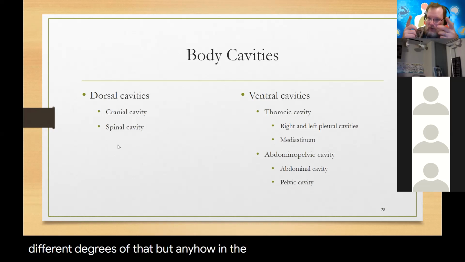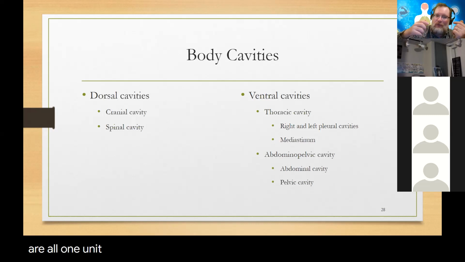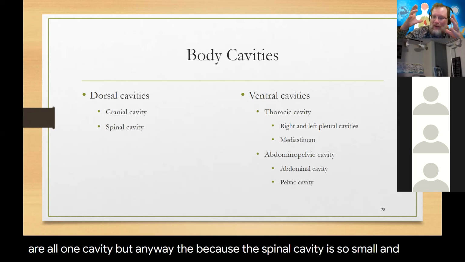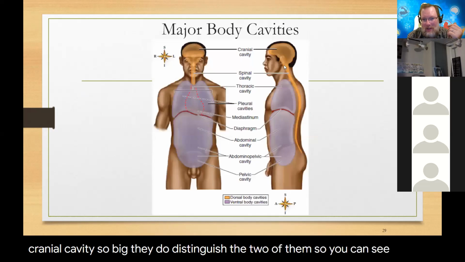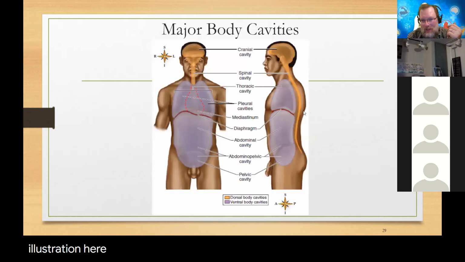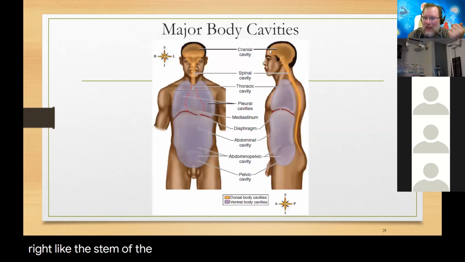But anyhow, the brain and spinal cord are all one unit, and the cranial cavity and spinal cavity are all one cavity. But because the spinal cavity is so small and the cranial cavity is so big, they do distinguish the two of them. You can see a good illustration here that really the brain and spinal cord are all one. It's like a flower, right? It's like the stem of the flower, and then the flower itself. Okay.